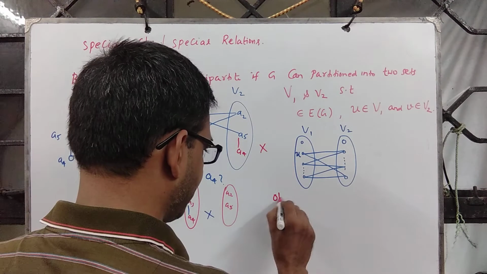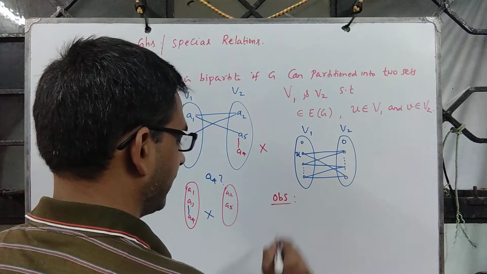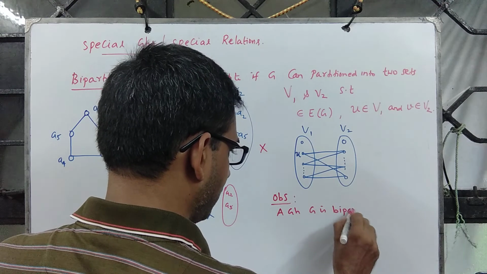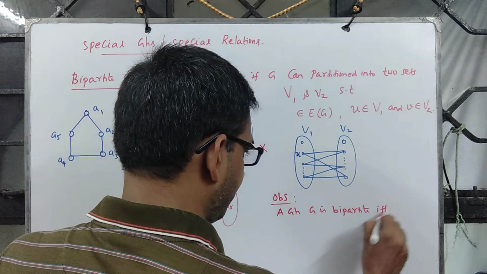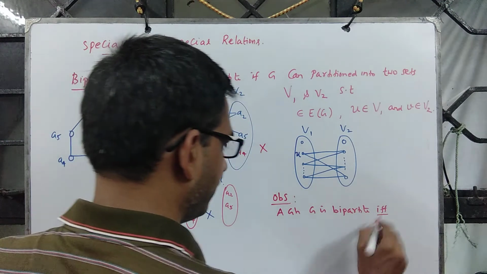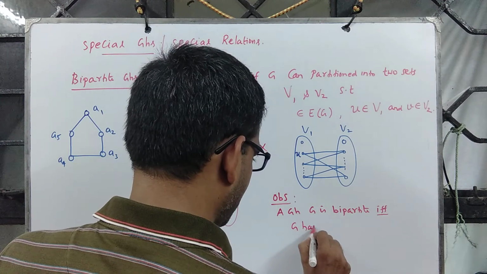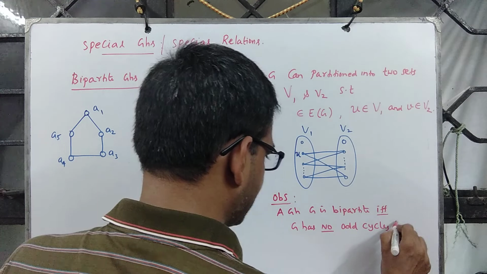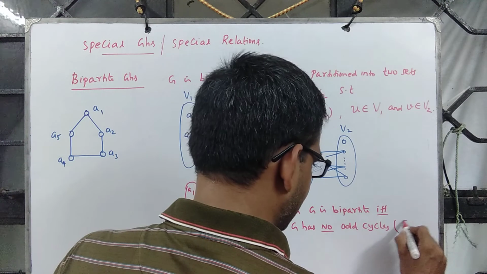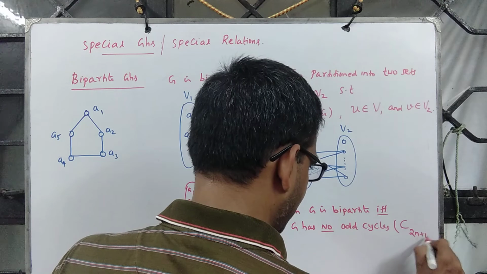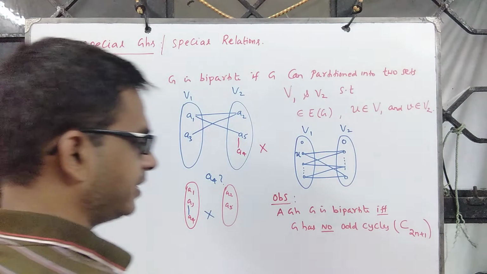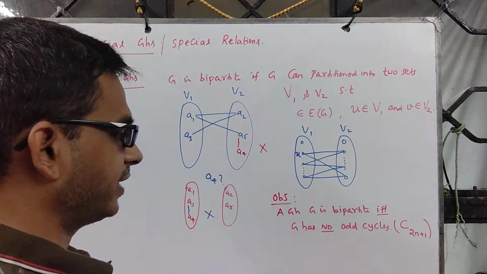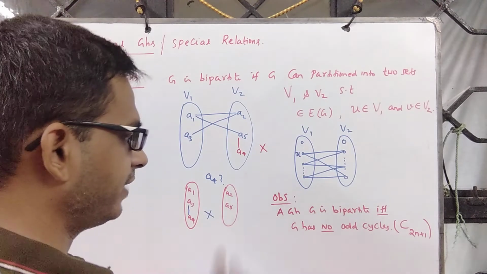It's a powerful observation. In fact, it becomes a characterization as well. A graph G is bipartite if and only if, it's necessary and sufficient, if and only if G has no odd cycles. Odd cycles meaning a cycle of odd length. So we said Cn, but if you write C2n plus 1, that will capture odd cycles. G has no odd cycles. So if at all there is a cycle, then it is only an even cycle.